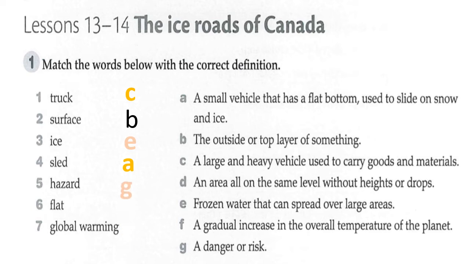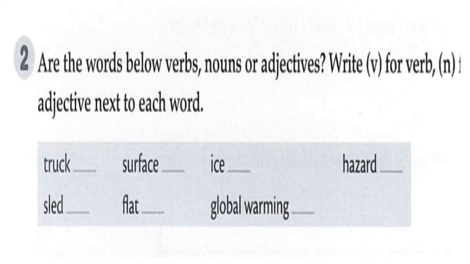Hazard. Number 5. Well done, girls. A danger or risk. Flat. It's an area all on the same level without heights or drops. The last one, global warming. Perfect, girls. It's a gradual increase in overall temperature of the planet. Nice job. Okay, everyone. So the other activity in your activity book, page 42.